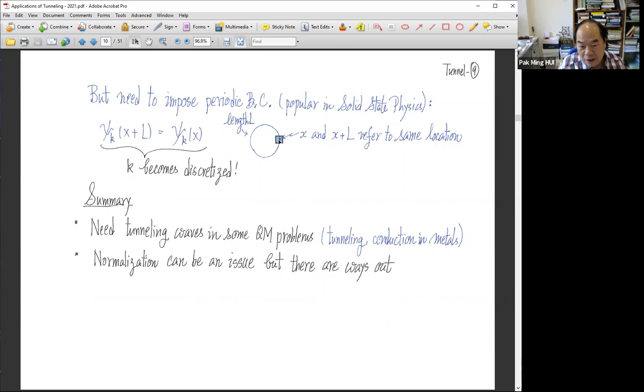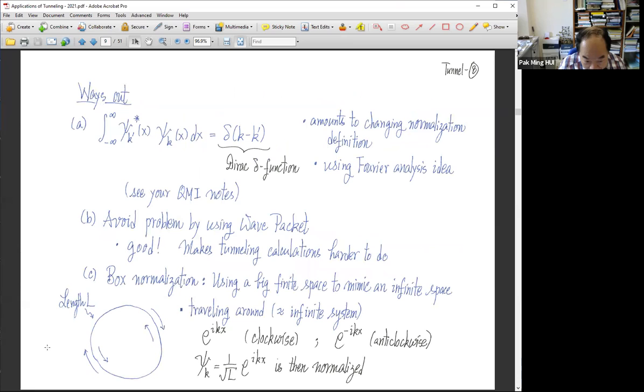For the reason that if you start here, call it X, you run L again, you call it X plus L, but you are at the same place. So this is an additional so-called periodic boundary condition. Okay, the consequence is that your allowed K will be discretized again, just like you have a finite size system that confines the particle. So, it's not that simple. That's the message I want to convey.